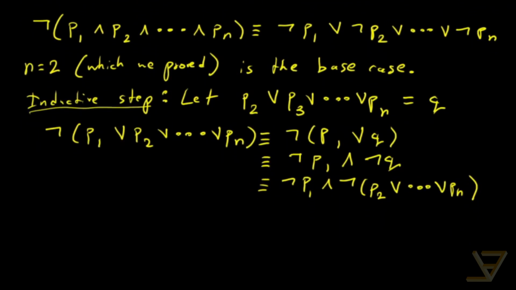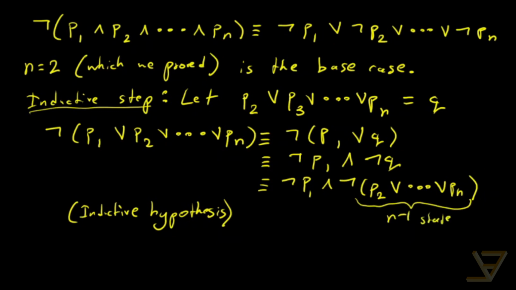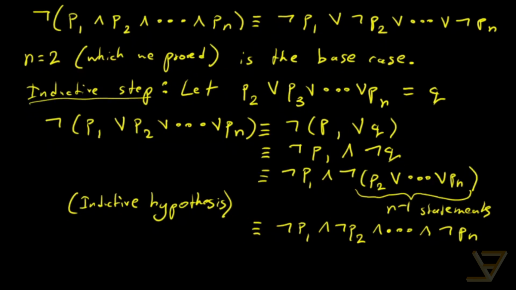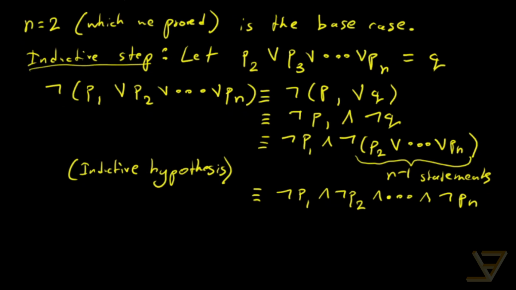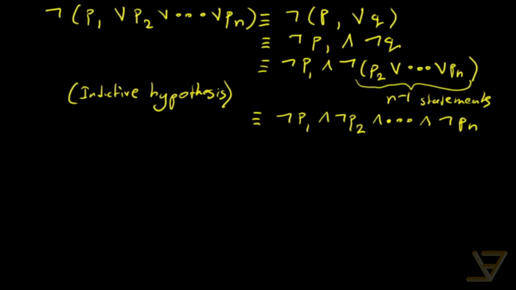And now we just use the inductive hypothesis. Because there are n-1 statements here. So we can say that this is equivalent to not P1 and not P2 and all the way through to and not Pn. So that proves the generalized De Morgan's law for disjunctions, and the conjunction proof is symmetric to this one. So that proves the generalized De Morgan's laws.